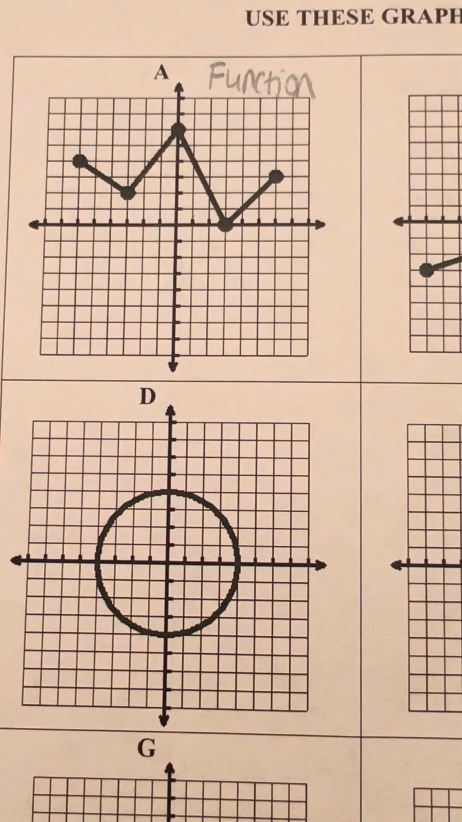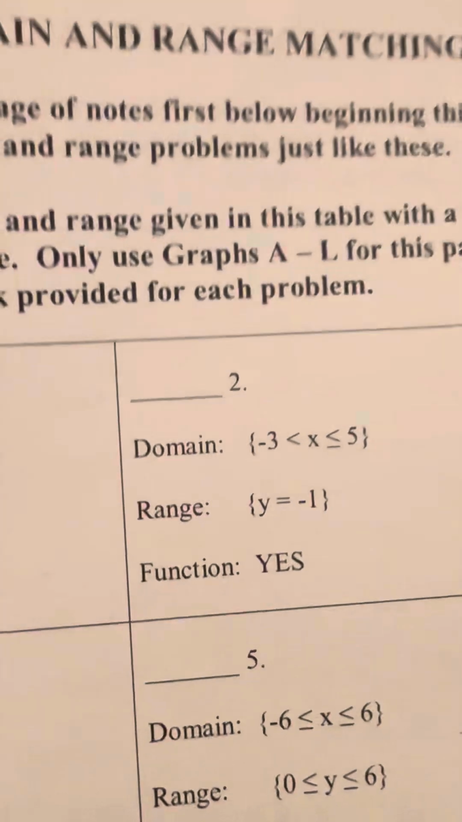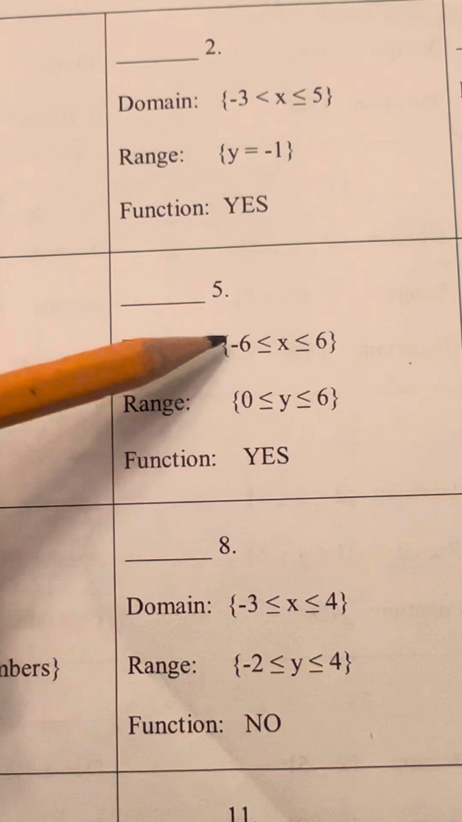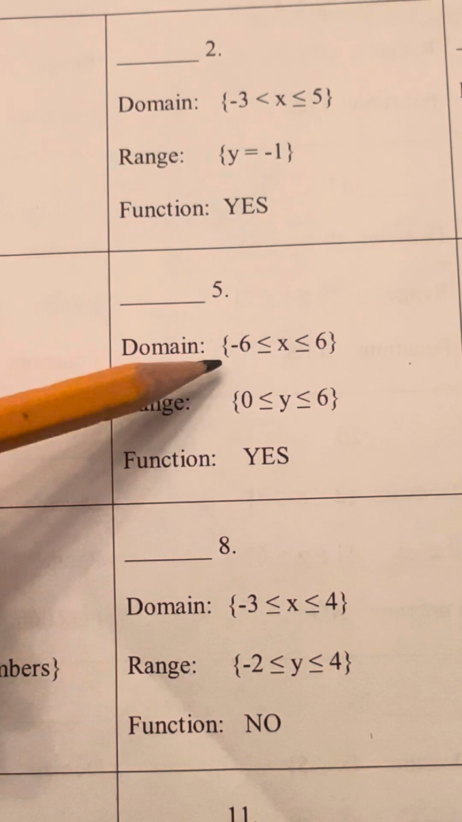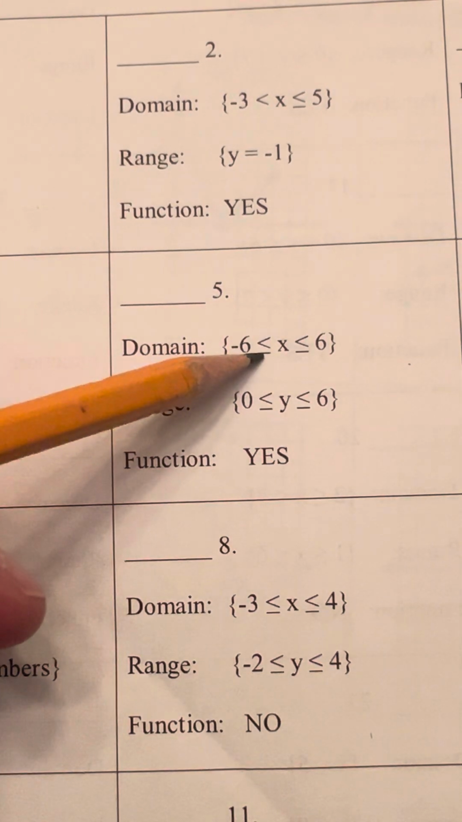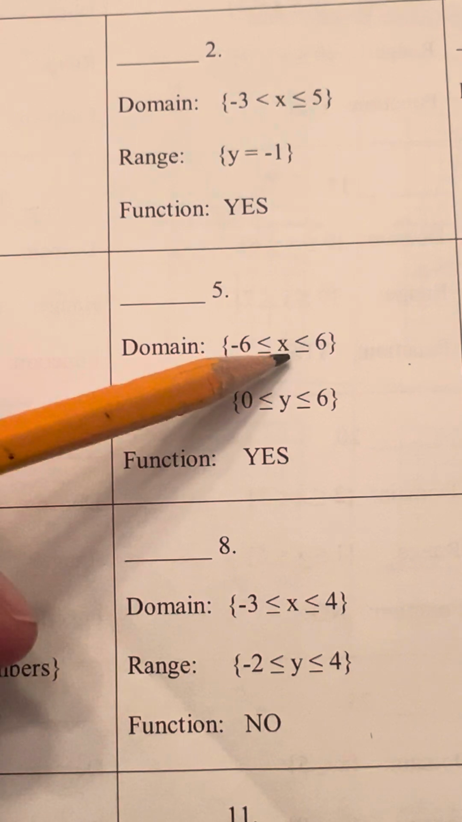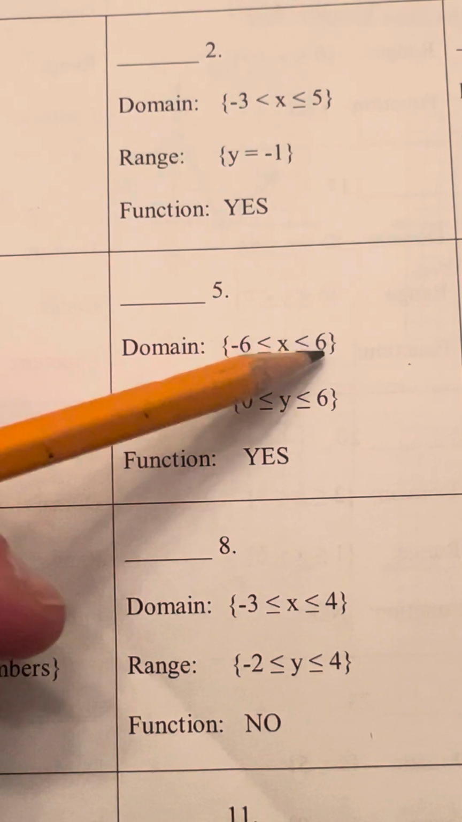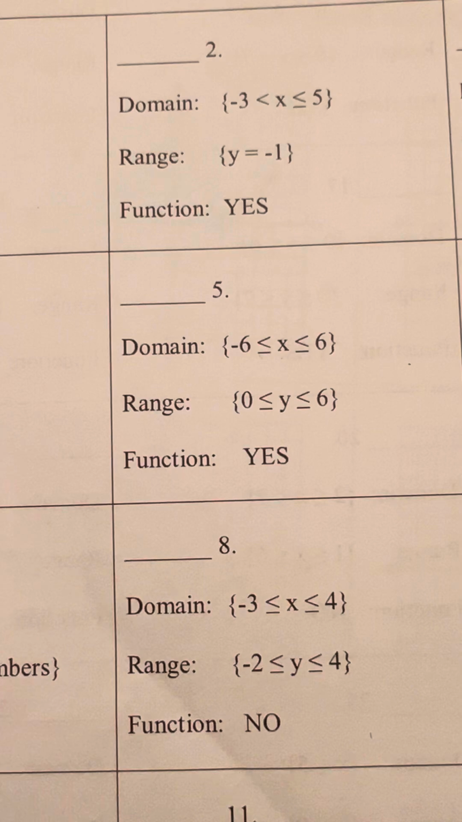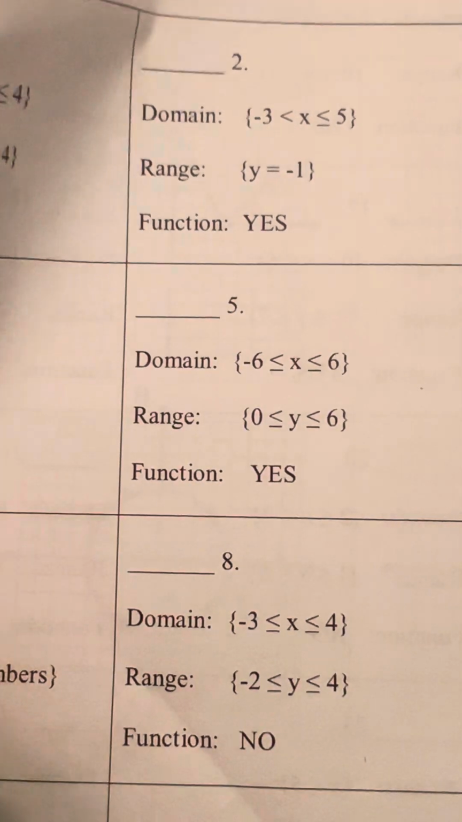And so if I'm writing this as an inequality, this would be this right here. So you've got these little curly brackets, -6 can equal or be less than the x values, but it can only go up to and equal 6. So that would be how you would write the domain.